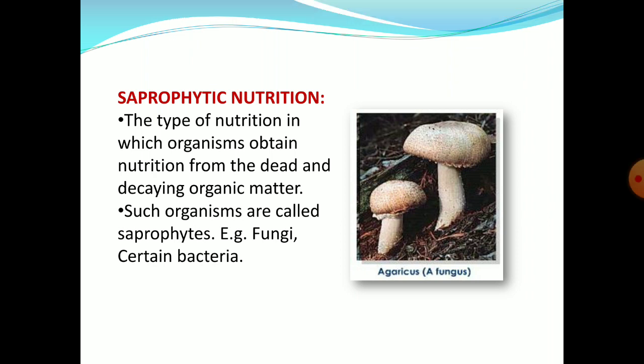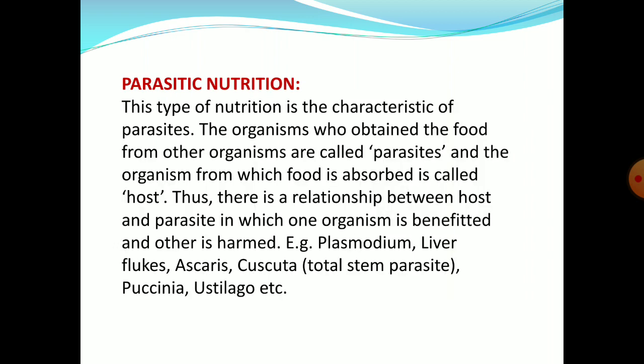Now let us see about a type of heterotrophic nutrition, and that one is saprophytic nutrition. In saprophytic nutrition, the organism derives its nutrition from dead and decaying organic matter, and such organisms are called saprophytes. Examples are fungi and certain bacteria.